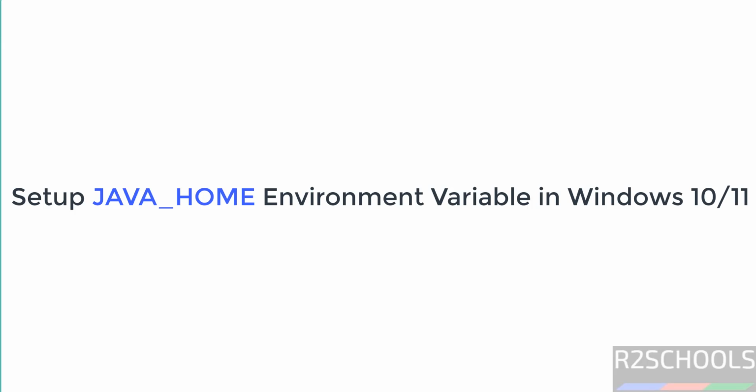Hello guys, in this video we will see how to set up the Java environment variable on Windows 11, but the process is the same on all Windows operating systems. The first step is we must have Java installed. If you haven't installed Java, then there is a link in the video description. You can go through it and install it.